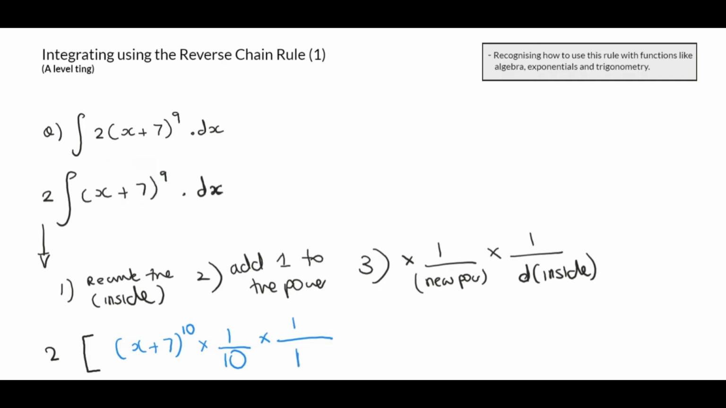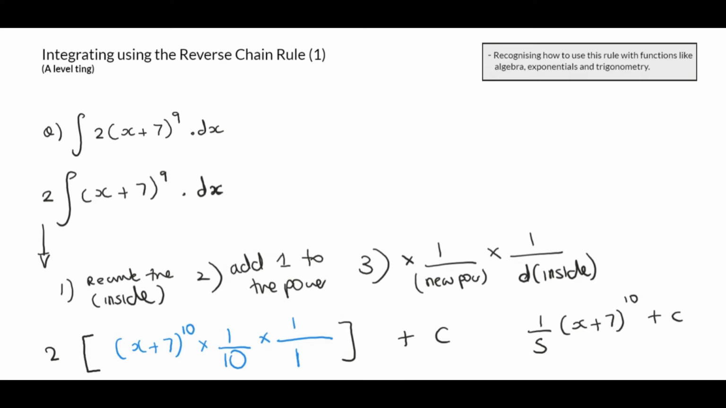Then you close off the brackets and you put a plus constant. Don't ever forget the constant, okay? That's a necessity in these types of questions. Once you do this, little light work thing, all we do now, 2 divided by 10, that's going to become 1 over 5. So I'm going to write 1 over 5, and then you're left with x plus 7 to the power of 10, and then plus constant. And that's it, you get me?